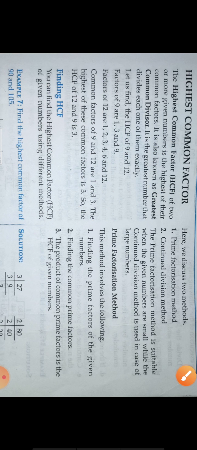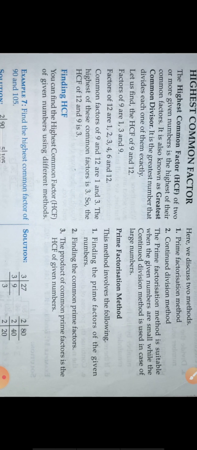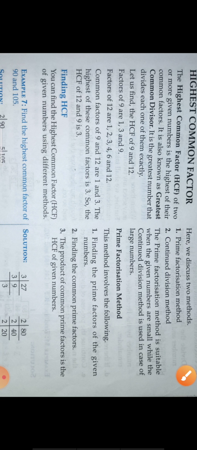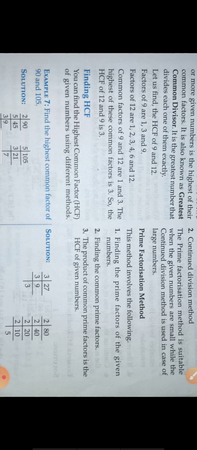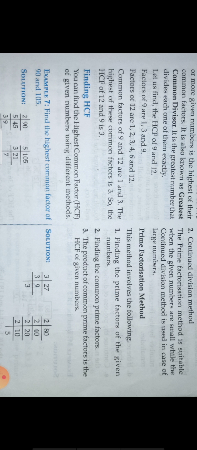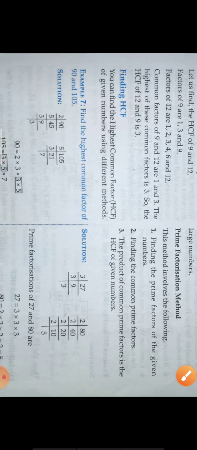Correct. So how to find out the highest common factor? There are basically two methods to find out the highest common factor. The first method is called the prime factorization method, and the second method is called the continued division method. First we will discuss the prime factorization method. In the prime factorization method, the first step is that you have to find out the prime factors of the given numbers. Okay, so here is an example.